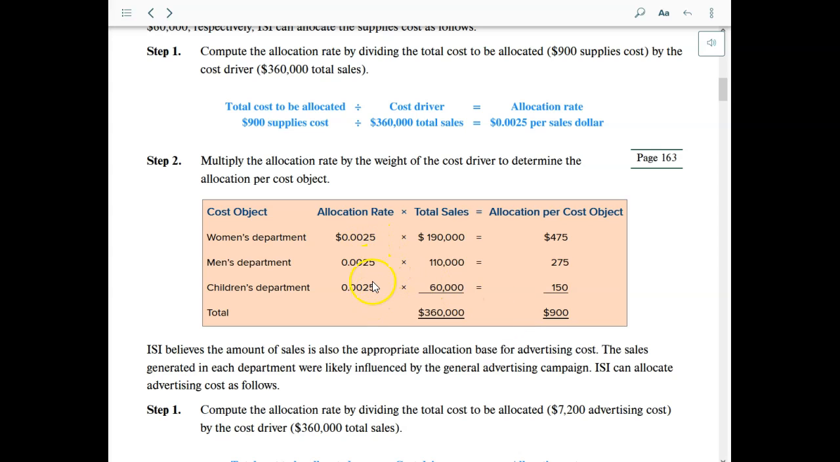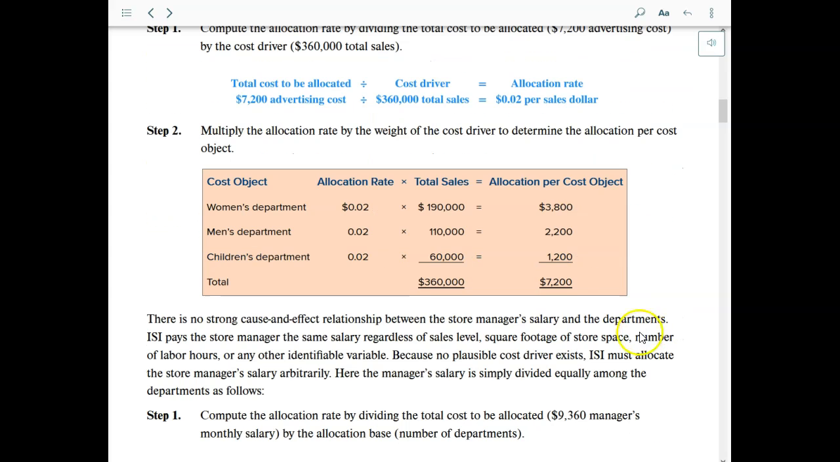Use the number here, times the sales. We went back into the records and found out here are the sales in each department. They add to 360. And now here is how we're going to divide the supplies cost, $900. Again, more is going to the women's department because they had more sales than the other two departments. And let's see, advertising, we're going to allocate this again based on sales. So we had $7,200 advertising cost, divide that by total sales, and get 2 cents per sales dollar. Take 2 cents times sales in each department, and that's how we allocate the advertising to each department.